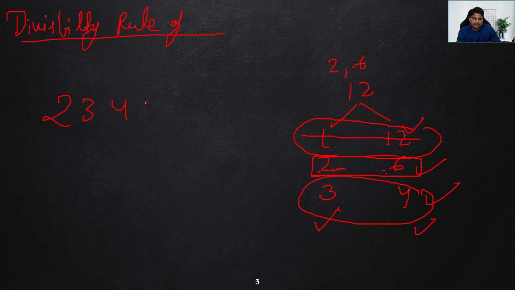So this will be 6, this number. So if you want to check if this number is divisible by 12 or not, you need to check this number is divisible by 3 and 4. If the number is divisible by both, then only the number will be divisible by 12, else the number will not be divisible by 12. So see, this number is divisible by 3 but not divisible by 4, then this is not divisible by 12. Fine.